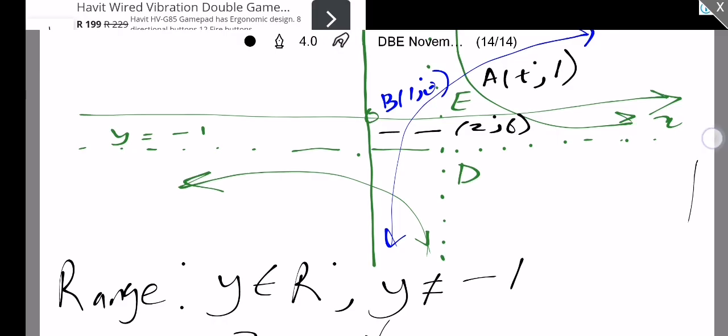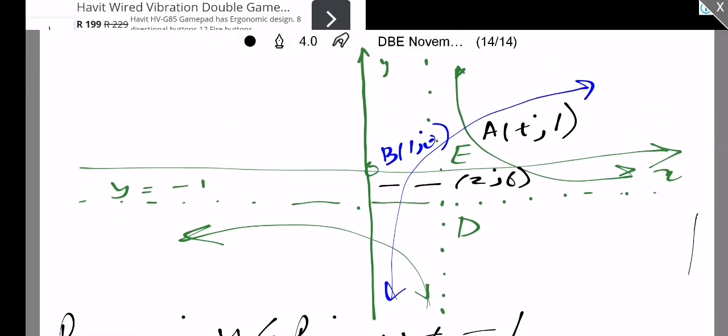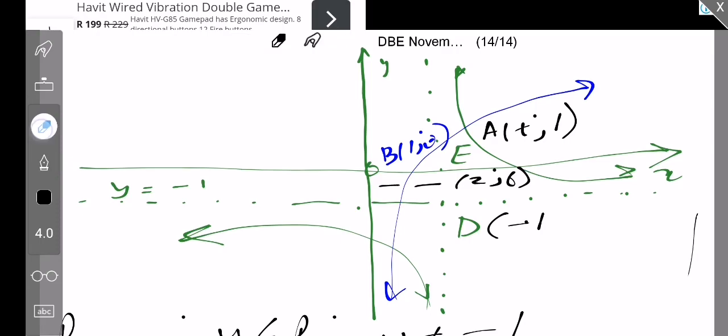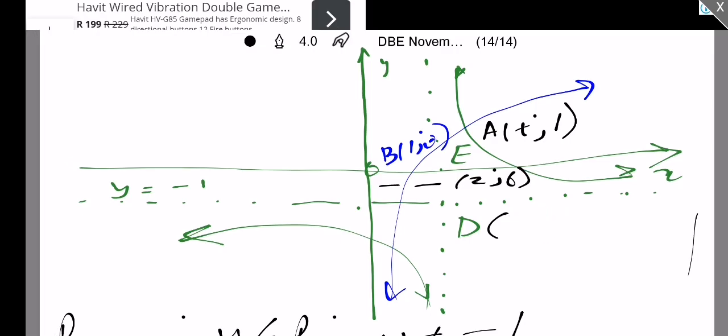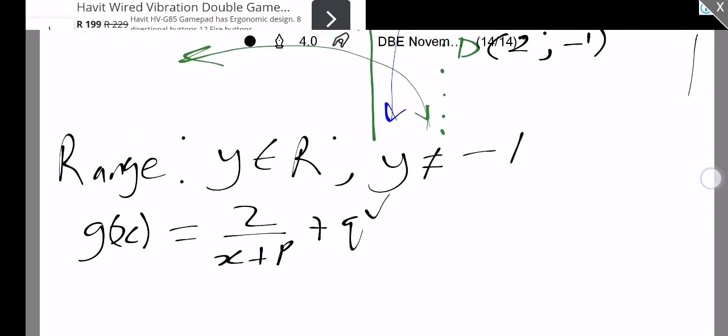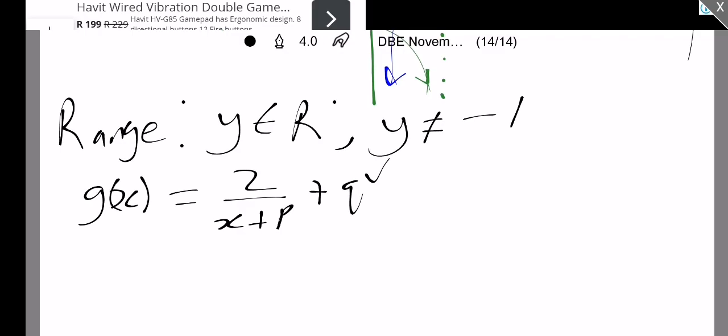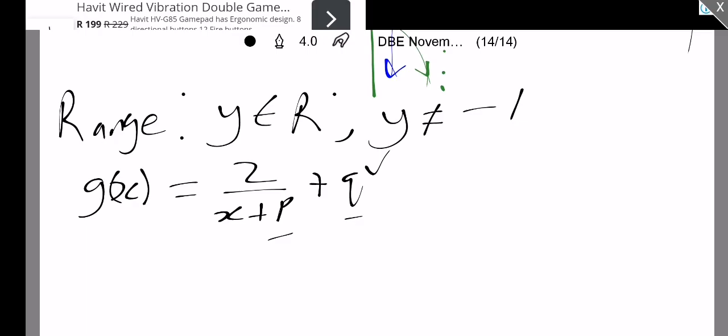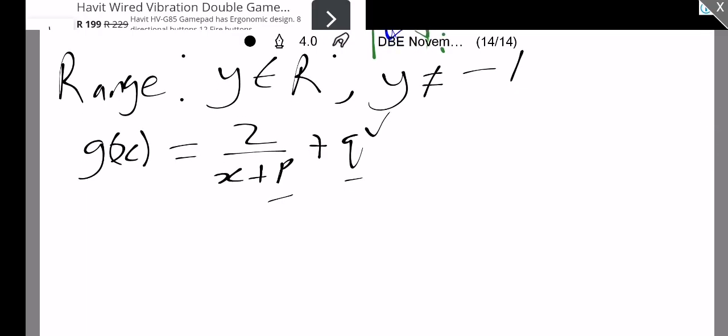Now that means this point, the point at D, is (2, -1), because that's where it crosses the y asymptote. This point is very important because it gives us the values of P and Q. We can just substitute in the equation.